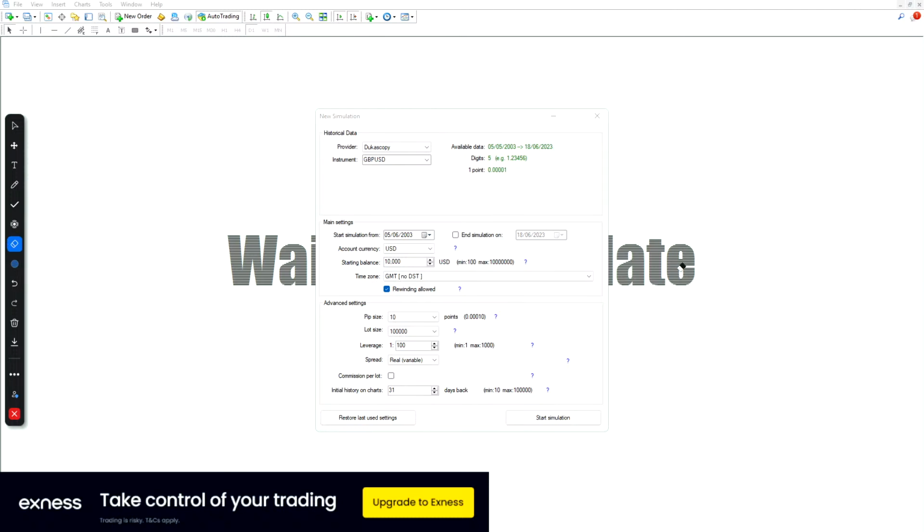All right, so the software for my backtest is Soft4FX. So we are using the MT4 version.